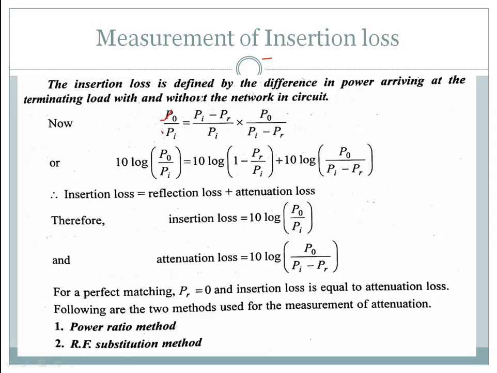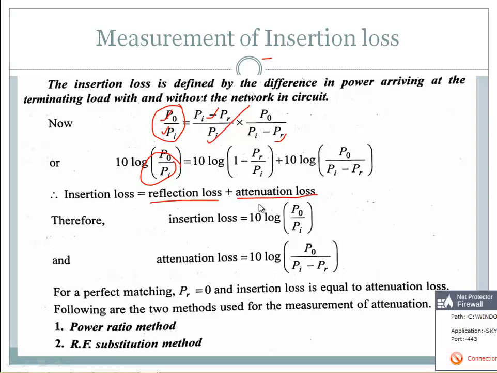So P0 upon Pi is equal to (Pi minus PR) upon Pi multiplied by P0 upon (Pi minus PR). That means in this equation we can multiply in the numerator and divide in the denominator by a value Pi minus PR. Now taking the log of this equation, we have 10 log P0 upon Pi equal to 10 log (1 minus PR upon Pi) plus 10 log P0 upon (Pi minus PR). So we can say this is nothing but your insertion loss. Insertion loss is equal to the reflection loss plus attenuation loss, right?